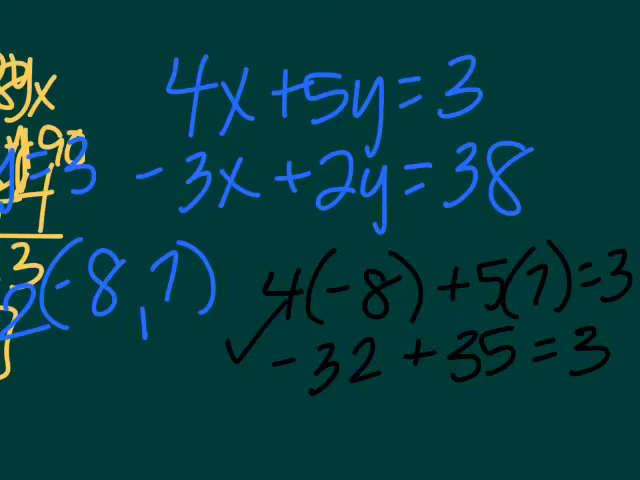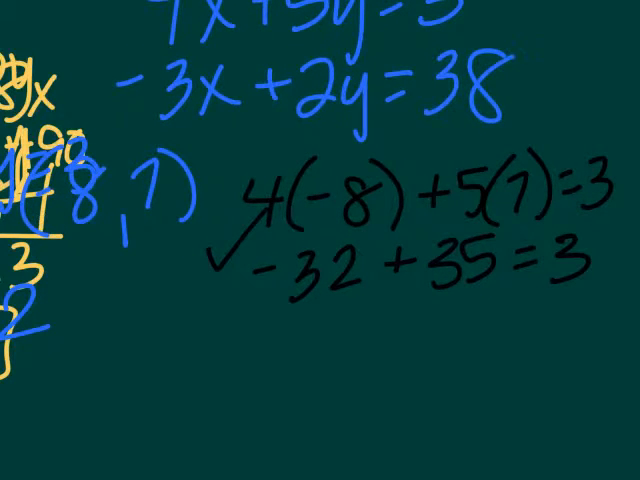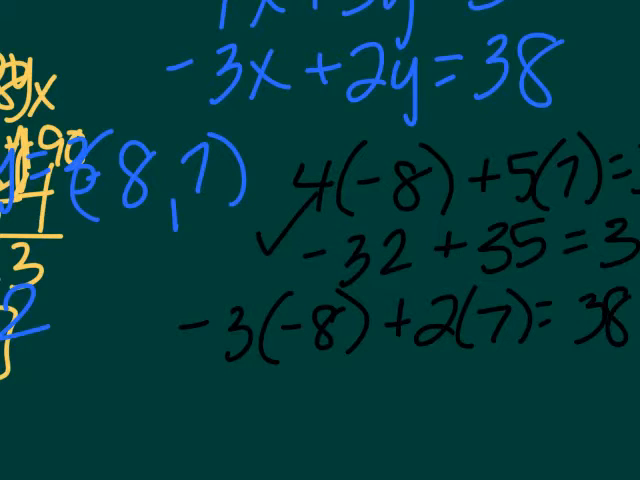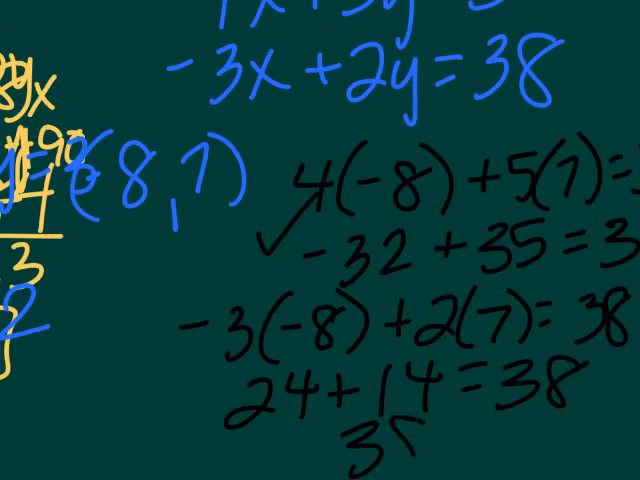It's so exciting. Okay, and let's check the second one. Negative 3, what's your x value? Negative 8. Plus 2 times your y value, 7, equals 38. Let's check. So negative 3 times negative 8 is what, Alexis? 24. 2 times 7 is what? 14. For the bonus round, what is 24 plus 14? It's 38! Oh, it's so exciting.